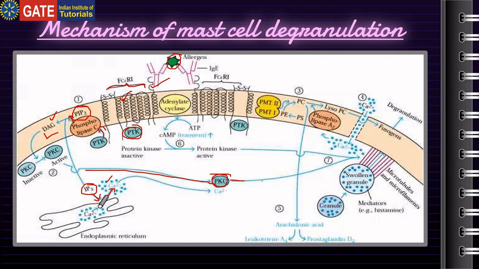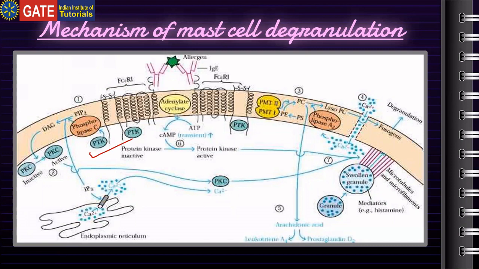What is the PKC doing? It will cause the rearrangement of the microtubules and microfilaments, which leads to the movement of the granules towards the membrane. As a result, the vesicle fuses, all the granules break down, and all the chemical mediators are released. Then they will show the type 1 hypersensitivity or the severe allergic reaction.